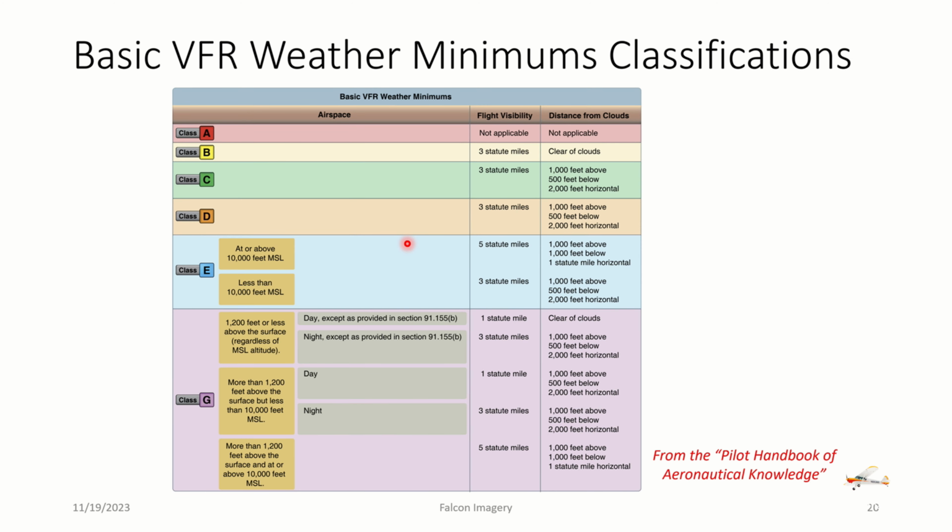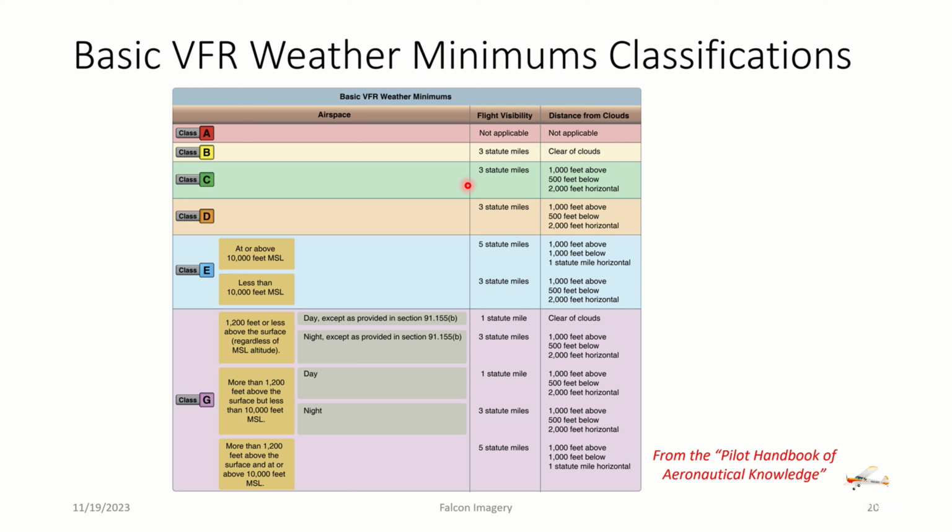Last thing I want to talk about today is the basic VFR weather minimum classifications in the various classes of airspace. So in Class Alpha airspace, this is at 18,000 feet and above to 60,000 feet. Flight visibility is not required because you're flying an IFR flight plan, and distance from clouds is not applicable. So no visibility, no clearance from clouds is required in Class A because you're flying IFR. Class Bravo, at those large airports, like Logan International Airport, you need 3 statute miles visibility, and you need to be clear of clouds.